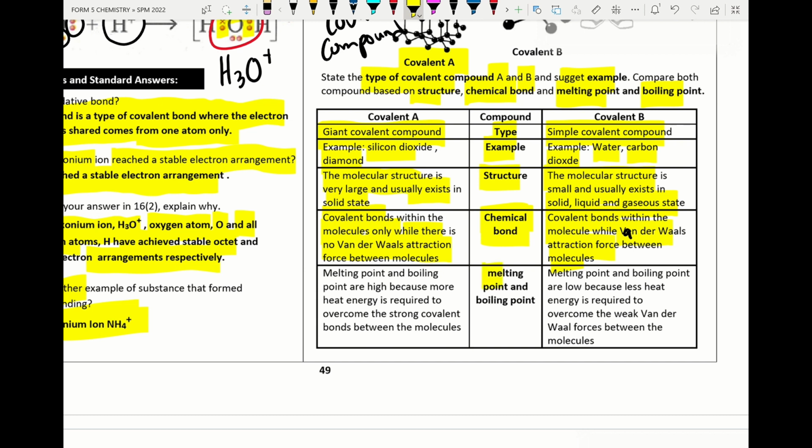And the melting point and boiling point: giant covalent compound has very high melting and boiling point, because more heat is required to overcome strong covalent bond between the molecule. But the simple covalent compound has low melting and boiling point, as less heat energy is required to overcome the weak van der Waals forces of attraction.